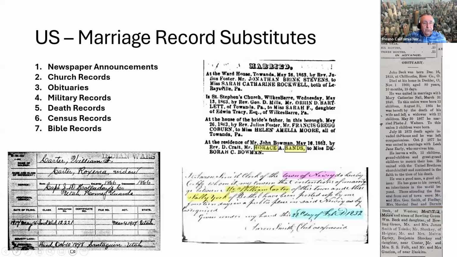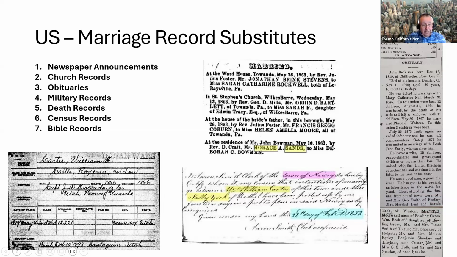For marriage substitutions, you can look for newspaper announcements, church records, obituaries, and military records. There's a good example right below there for my second great grandfather, who was in the Indian Wars in Utah, and his wife applied for a widow's pension. This is how we found out that he was in the Indian Wars and had a record of it with the government. So that's a military record that shows marriage information.